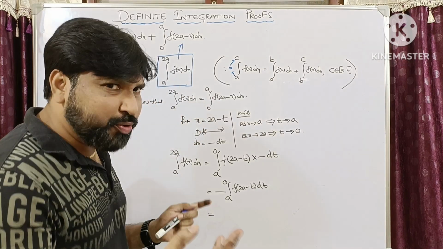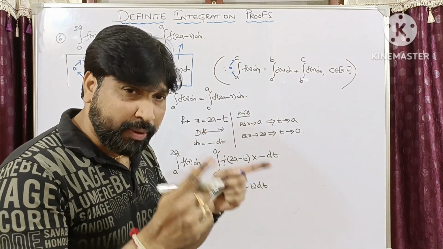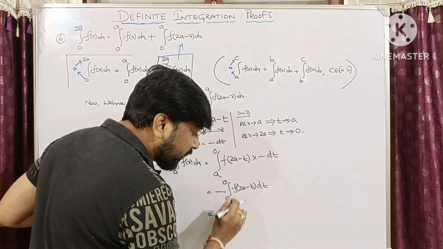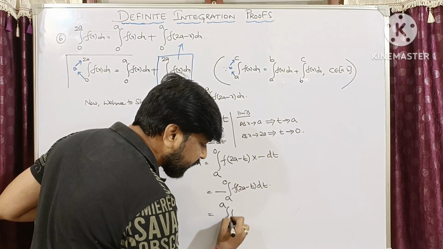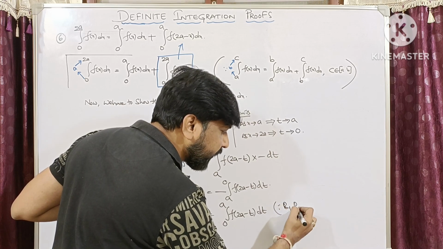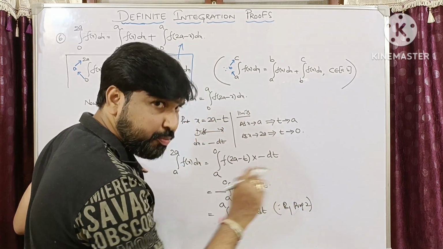Clear? I hope you understood. What is the next step? We are going to apply property number 2, because I want to remove this minus sign. So a to 0 becomes 0 to a, f of 2a minus t dt. This is by property 2. You must write down property 2 in the examination.